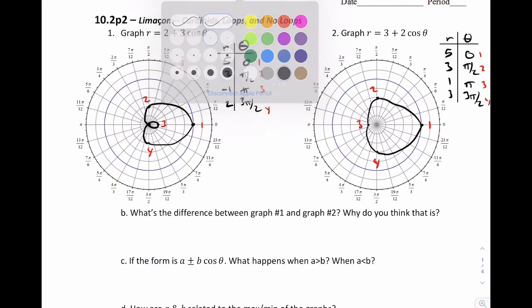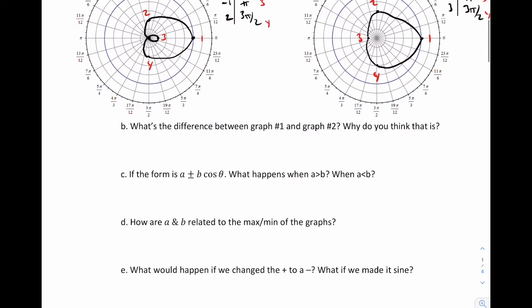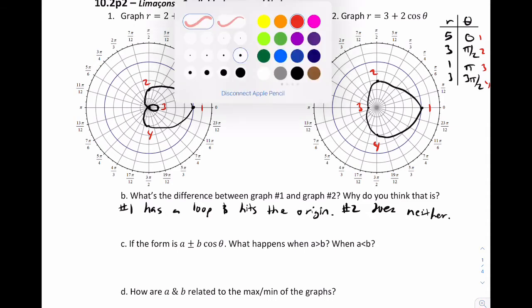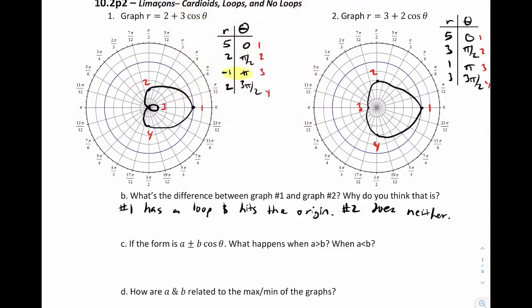Okay, hopefully you've looked through B through E and you've thought about it. The answers are going to be, what's the difference between graph number 1 and graph number 2? Well, a couple things. Number 1 has a loop and hits the origin, whereas number 2 does neither of those things. And that happens because of this point right here. Number 1 has the potential to be negative, so this negative value creates the loop.